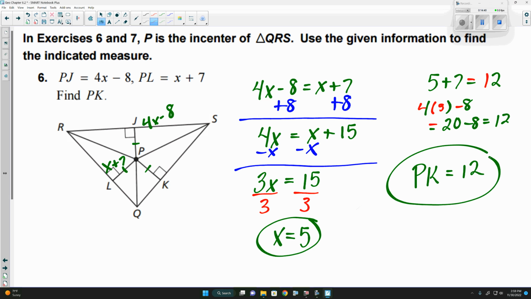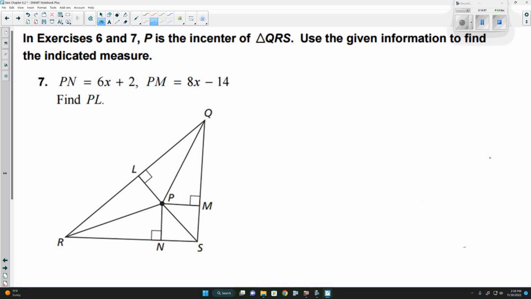Questions on any of this here? Yes. That clock is not right. Questions on this here? All right.